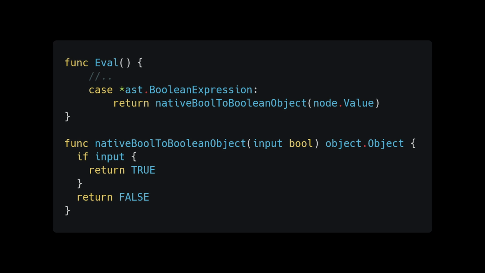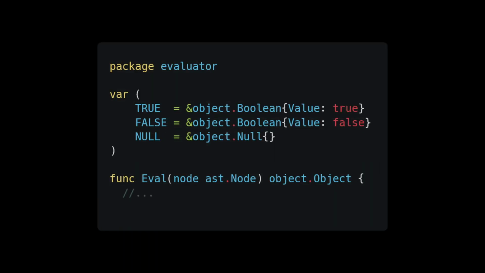And to wrap up, let's add support for null. Like booleans, a null object can be created once and then referenced any time we work with a null value in our evaluator. Go ahead and pre-create the null object alongside the booleans. And with that, we're going to go ahead and wrap this one up.